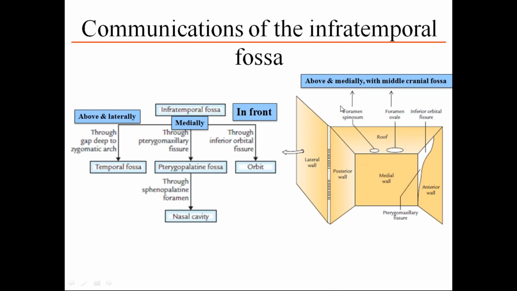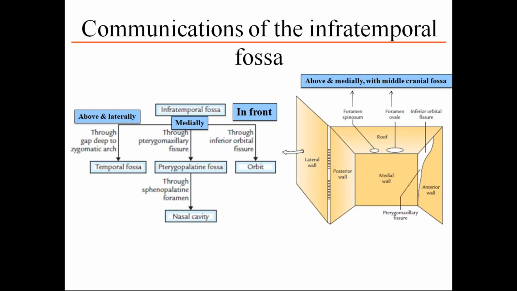So above and medially through foramen spinosum and foramen ovale, it communicates with the middle cranial fossa, and anteriorly through the inferior orbital fissure, it communicates with the orbit. Okay. So medially through the pterygomaxillary fissure, it communicates with the pterygopalatine fossa, and from the pterygopalatine fossa through the sphenopalatine foramen, it communicates with the nasal cavity. Okay. So above and laterally, it communicates deep to the zygomatic arch with the temporal fossa. So these are the communications of the infratemporal fossa.